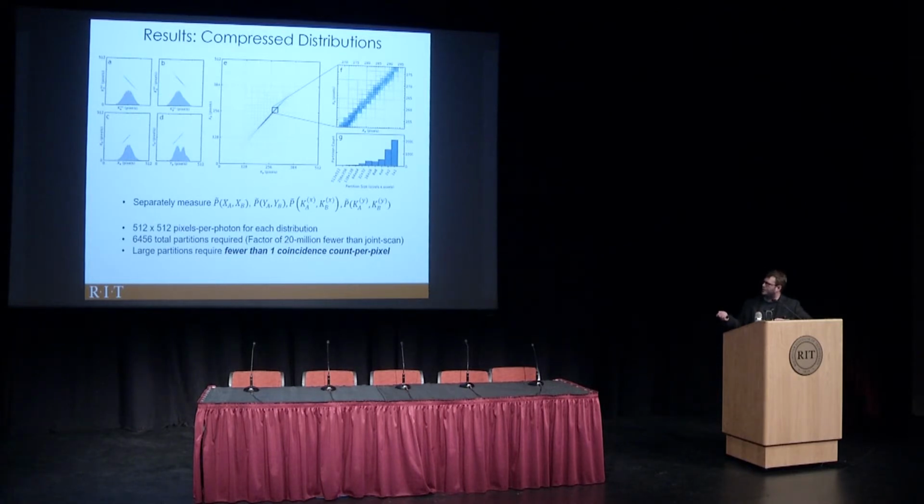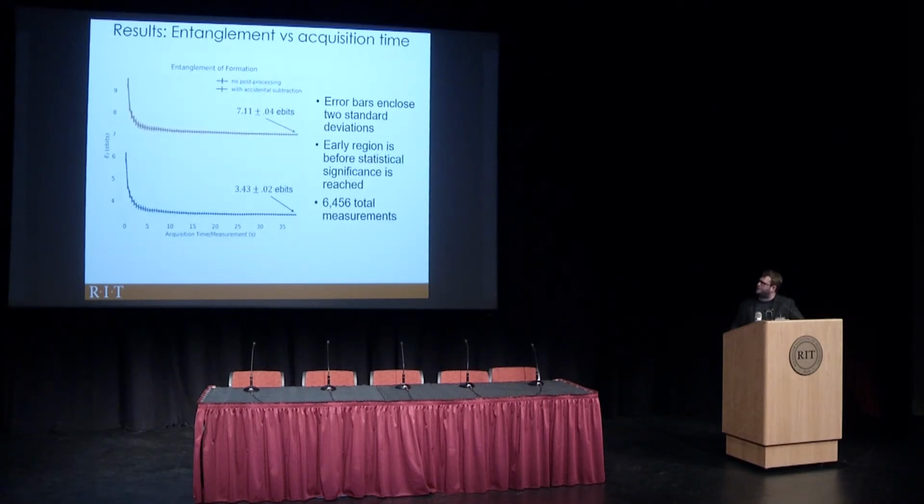In total, for all 4 together, we only needed about 6,500 partitions. So that's where this 20 million fewer measurements comes from. And another really interesting thing is that in a lot of these big partitions, they have 1 million pixels in them. So you're getting way fewer than 1 coincidence count per pixel. But the signal-to-noise ratio is high because you're bundling them all up, and maybe you measured 1,000 coincidences or 100 coincidences or something like that. That error gets spread across all of those and helps you out.